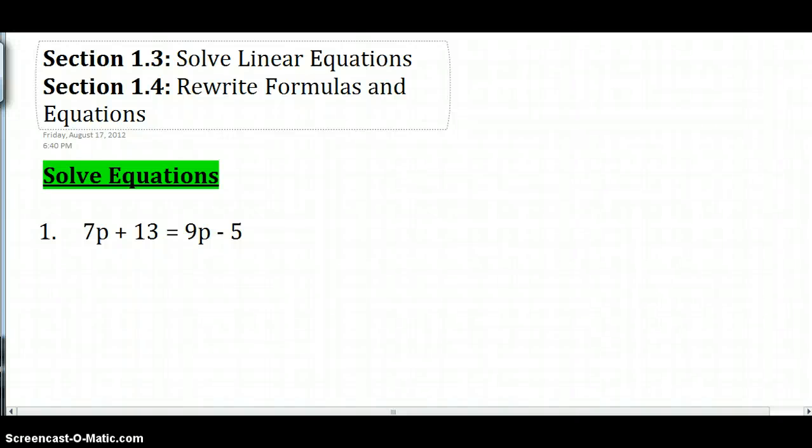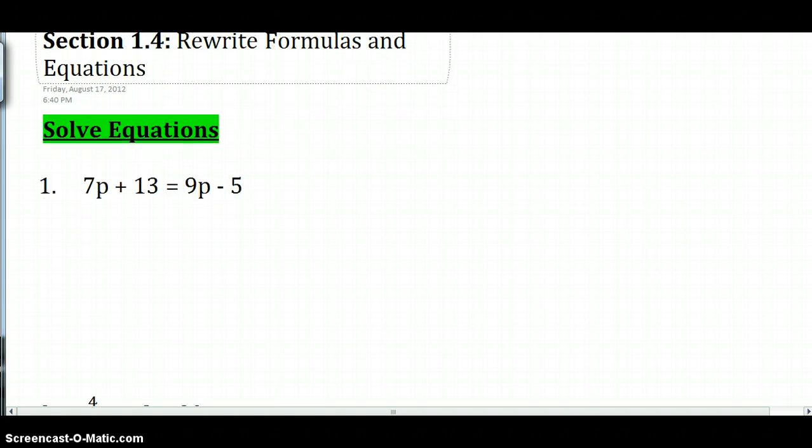Section 1.3 and 1.4 are about solving linear equations and rewriting formulas and equations. And essentially they're the same thing, so that's why they're in one section together. So first off, let's review solving equations. This is Algebra 1 stuff. This is just solving two-step equations.